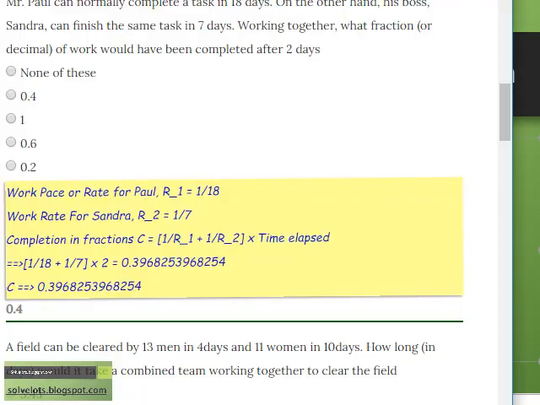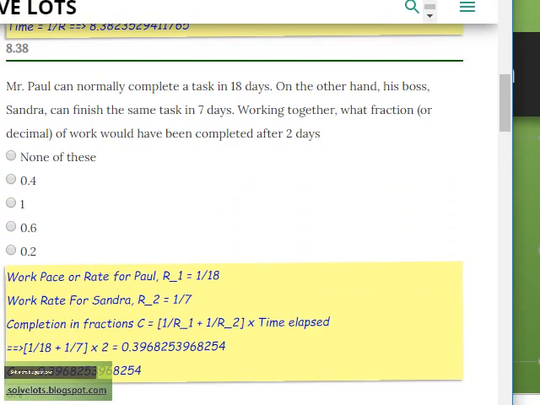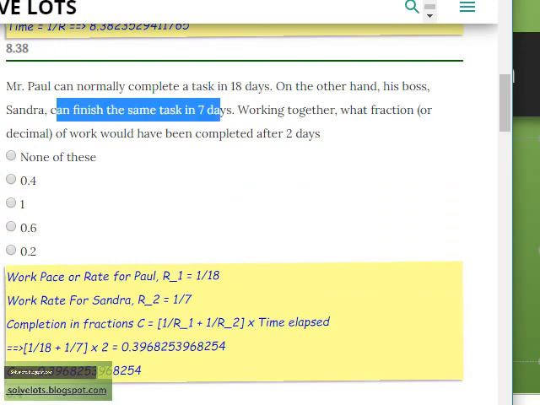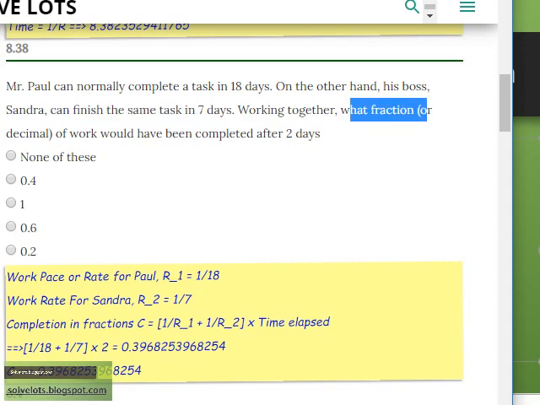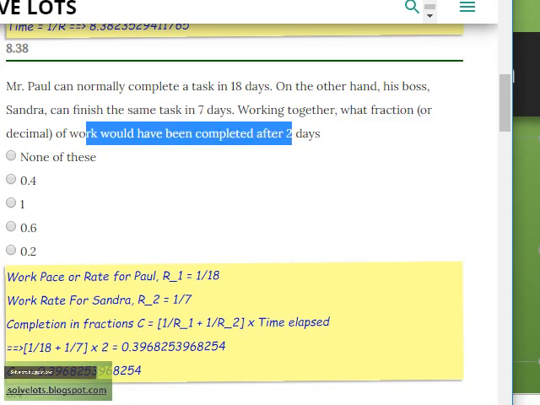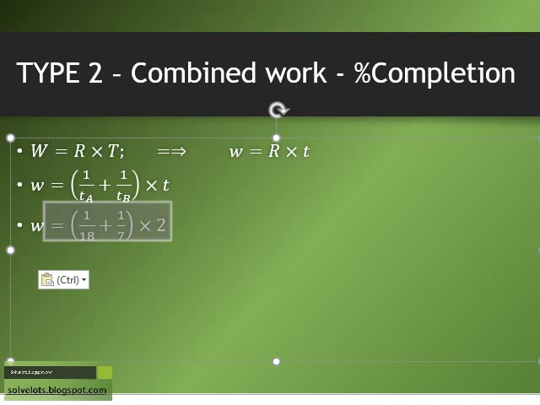This is a question. It says Mr. Paul can normally complete a task in 18 days, and the other one, Boss Sandra, can finish the same in 7 days. Working together, what fraction or decimal of work would have been completed after 2 days? So your time now is 2 days. The work rate is 18 and 7 respectively.